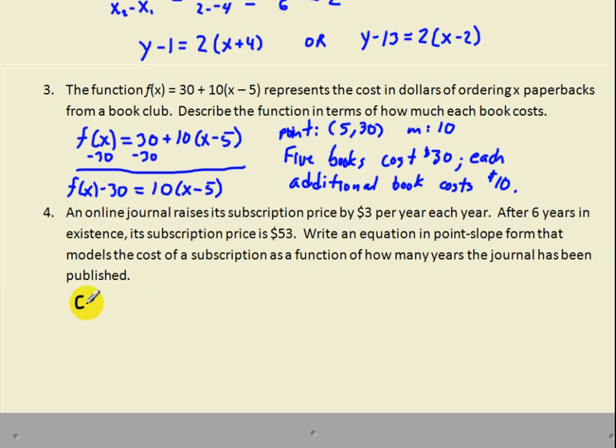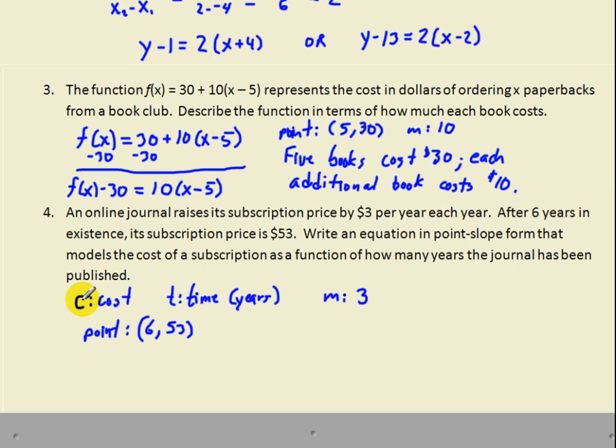So if we look at, let's say C is going to be the cost of a subscription, and let's say T is the time in years of how long this journal has been in business, and then we have M, our rate of change, which is $3 per year. Now we can set this up where we have our given point, where time is equal to 6 years, and the subscription price is $53. So we're going through the point (6, 53) with a slope of 3.